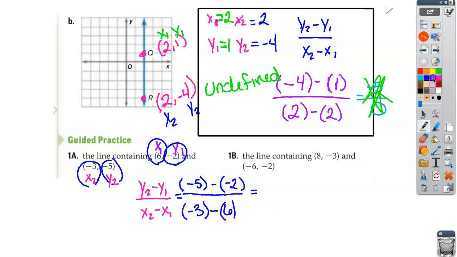Let's simplify this. Two negatives make a positive. So negative 5 plus 2, which is negative 3, over negative 3 minus 6, which is negative 9. When I have two negatives being divided, those make a positive. So this is a positive slope. 3 over 9 is simplified to 1/3. And we are done.